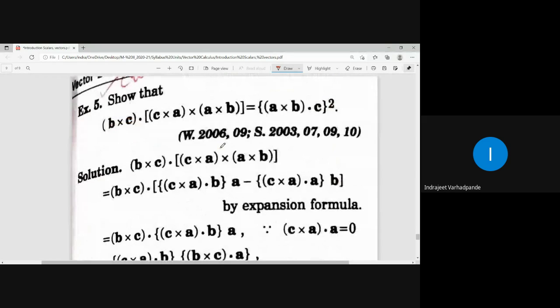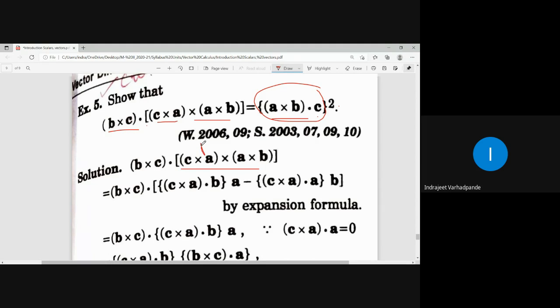The other example wherein we have to show b cross c dot c cross a cross b is a cross b dot c whole square. That means this particular quantity should be repeated. I now start with the initial term. Now here if you see, there are particularly four vectors given, and that too appearing in the vector form, right? Our next topic of discussion is going to be vector product of four vectors and scalar product of four vectors, but as of now I am not aware of that.